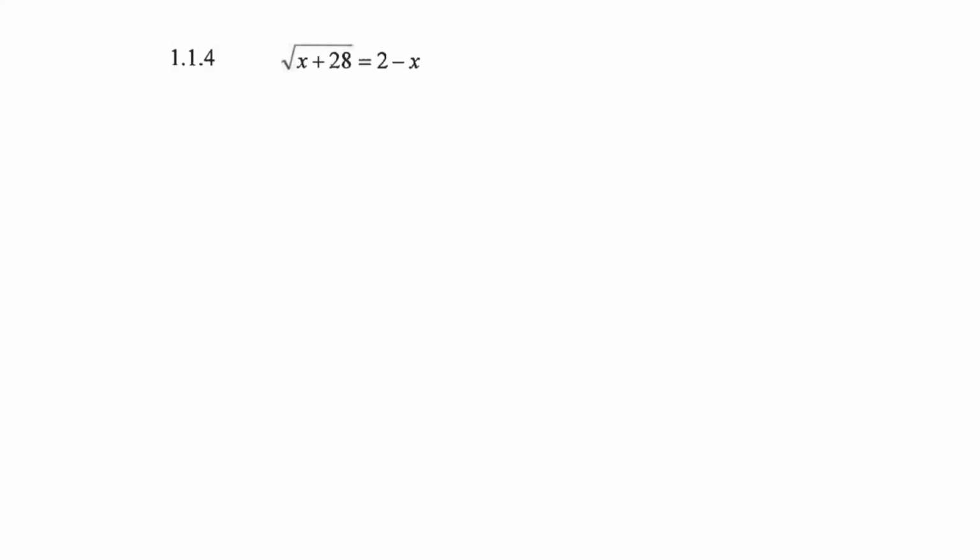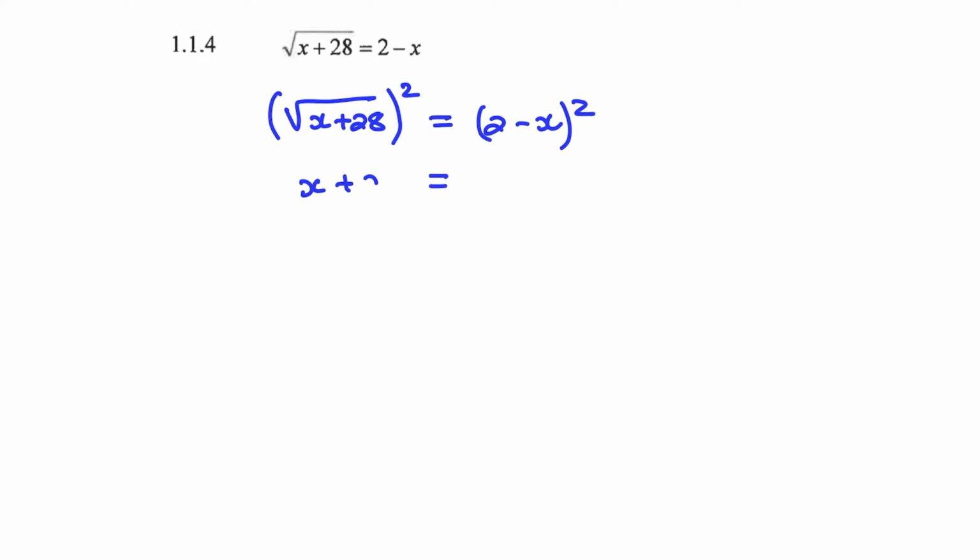1.1.4. We want to solve for x, and now we have a square root involved. The procedure is pretty simple. In order to get rid of the square root, I simply square on both sides. So on the left-hand side, I'll have x plus 28, because a square root squared would remove the square root. And on the right-hand side, I'll have 4 minus 4x plus x squared.